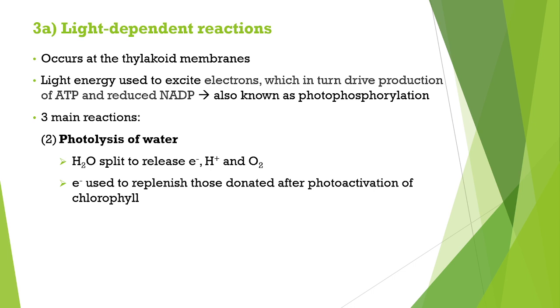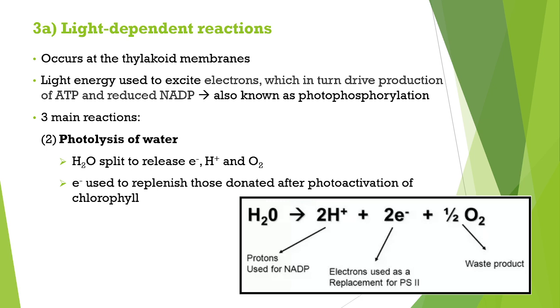So, photolysis of water. When the water is lysed or split with light energy, it releases electrons. The electrons are then used to replenish those that have been passed to the electron transport chain after excitation by the special chlorophyll in the reaction center. Besides electrons, protons are also released into the thylakoid space, and oxygen is also released as a byproduct. So this is how photosynthesis actually produces oxygen. It's a byproduct of this photolysis of water reaction. Okay, so these are the chemical equations.